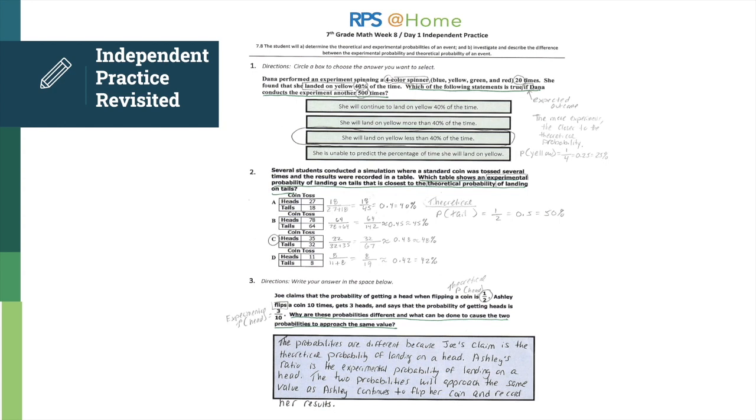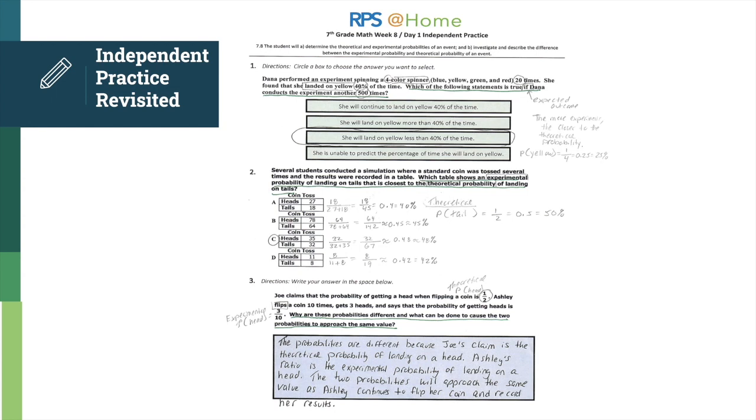For our experimental probability, we simply need to go through our options and calculate the experimental probabilities of landing on tails. We see our options here on the left-hand side. For example, with letter A, we know that there are 18 tails in this particular trial out of the total number of trials, which would be 27 plus 18. So your answer would be C, because 48% is closer to the theoretical probability of landing on a tail, which is 50%.